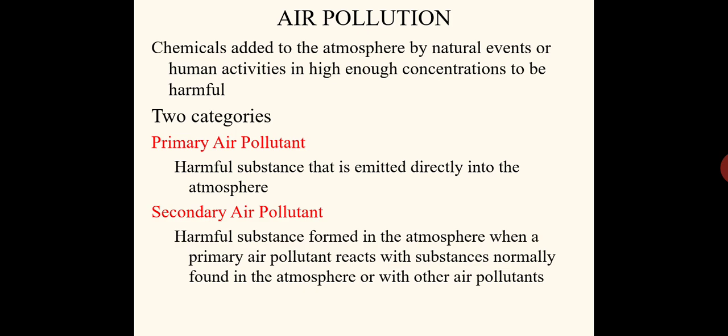So whatever pollutants are directly emitted into the atmosphere are known as the primary air pollutants. Once the primary air pollutants reach the atmosphere, there is a possibility of these primary pollutants combining with each other to form other components, which are also harmful to human beings. That type of pollutant is known as the secondary air pollutant. Harmful substances formed in the atmosphere when a primary air pollutant reacts with substances normally found in the atmosphere or with other air pollutants.